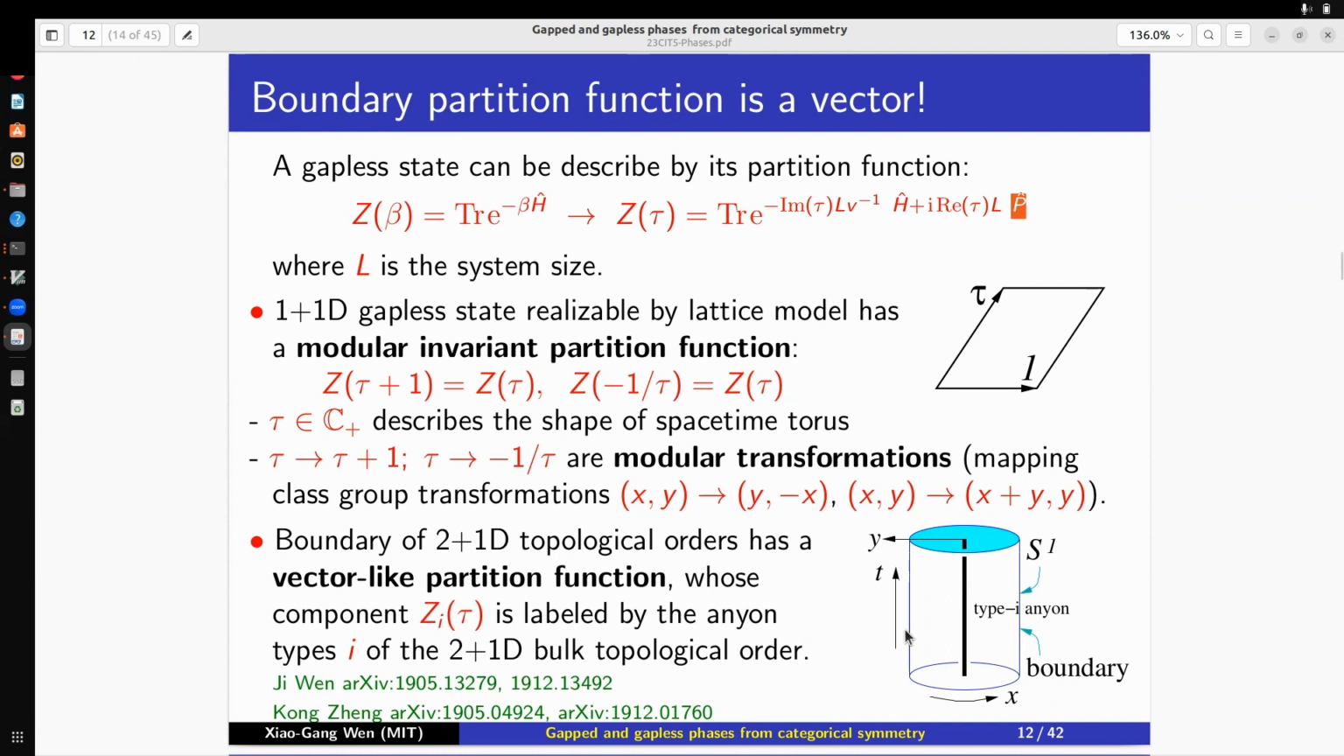And for each sector, we get a partition function of tau. So we get this vector-like partition function. So this is another key: it's a vector-like partition function at the boundary of the topological order. This is true, I think, in any dimension.